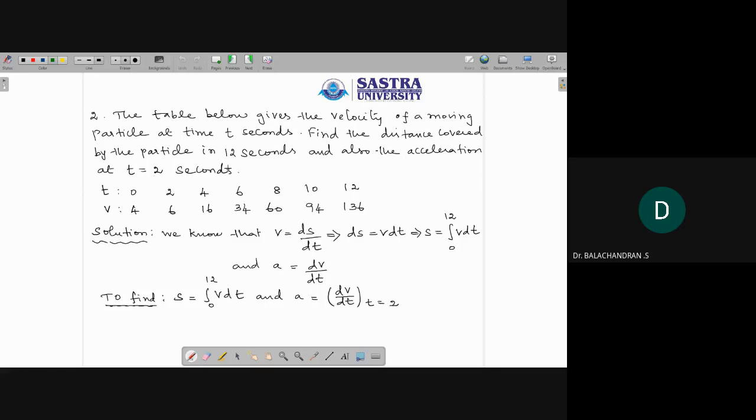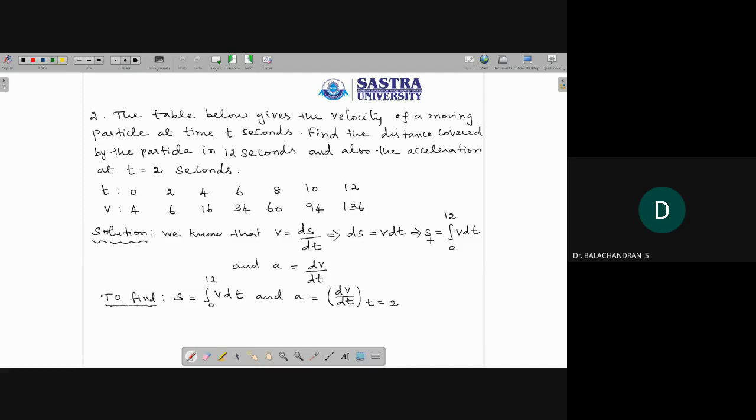The distance covered by the particle in 12 seconds, and also the acceleration at t equal to 2 seconds. Acceleration means dv by dt, differentiation, at t equal to 2. So numerical differentiation. We need to find the distance. The relationship between v and s is v equals ds by dt, and ds equals v dt. If you integrate, you will get s, the distance, equals integral 0 to 12 of v dt, because t varies from 0 to 12.